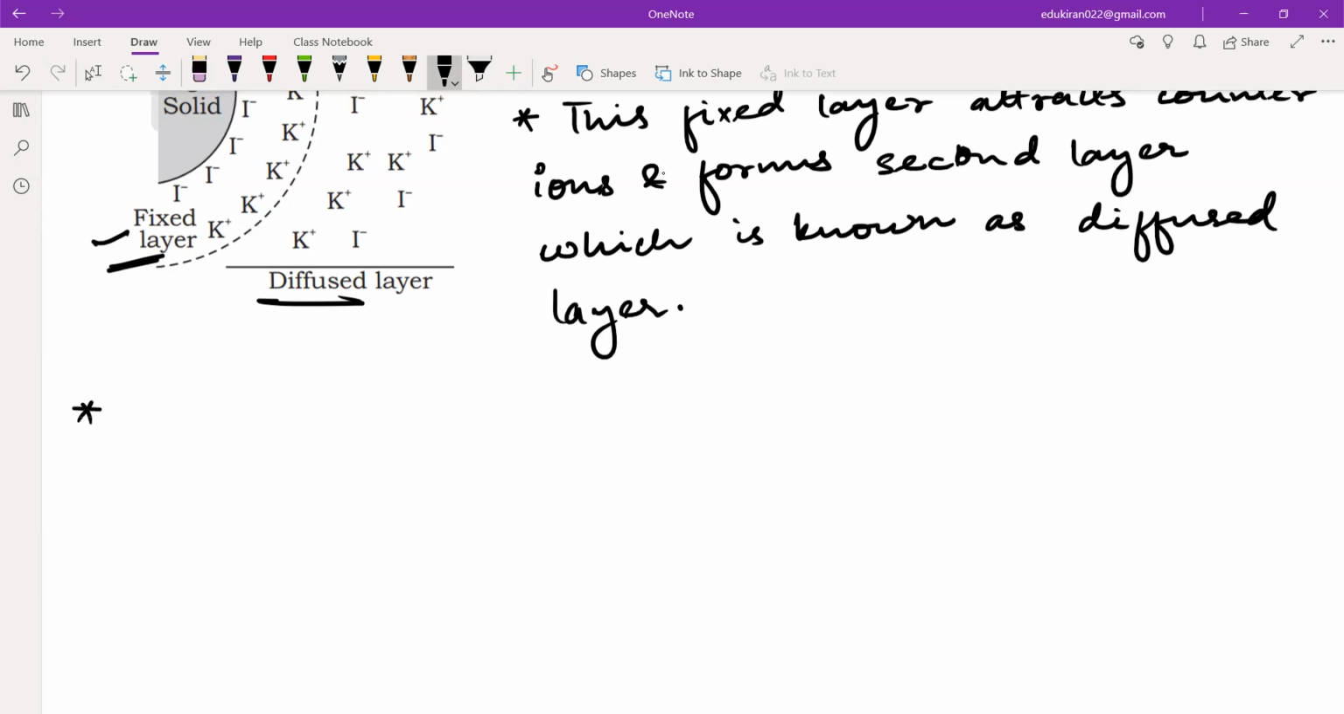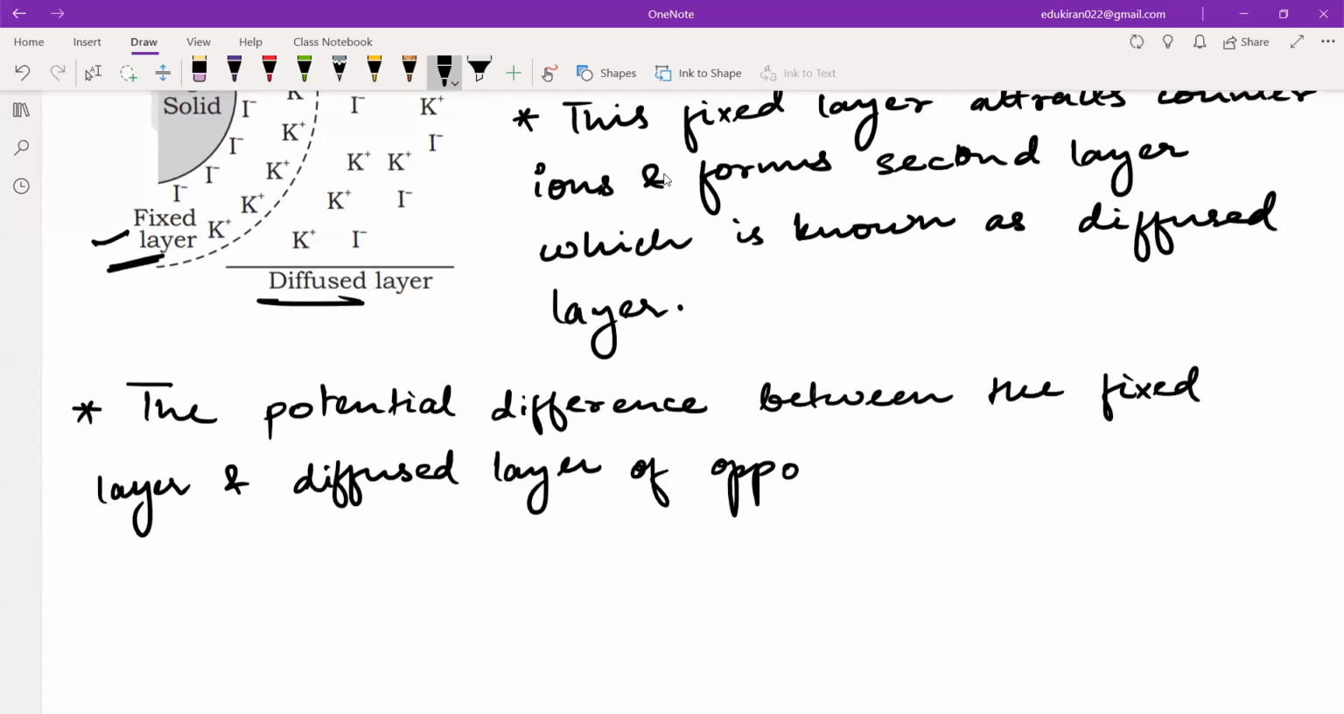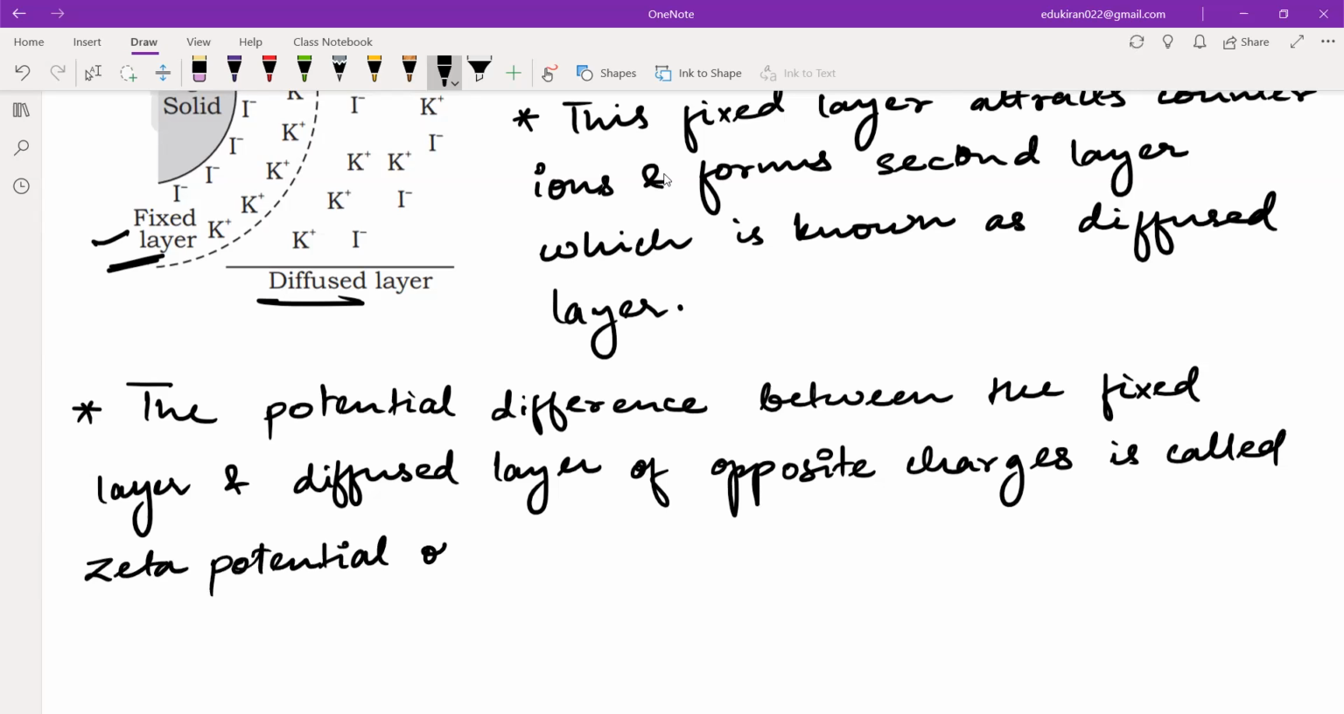So write one more point. Write this with me. The potential difference between the fixed layer and diffuse layer of opposite charges is called zeta potential or electrokinetic potential.